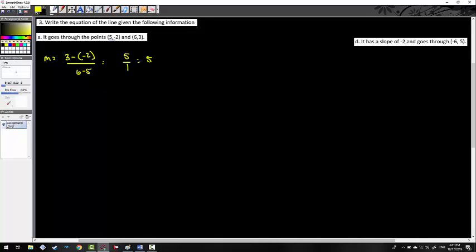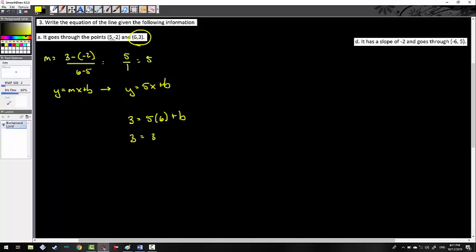So I'll use 6, 3 as my coordinate, and I'll write the equation of the line. So what's the equation of a line? y equals mx plus b. In the case of our example, y equals 5x plus b, because I know the slope. So again, because these are the coordinates, I'll replace the y with a 3, and I'll replace the x with a 6 and a plus b here. And I'm just going to solve for b.